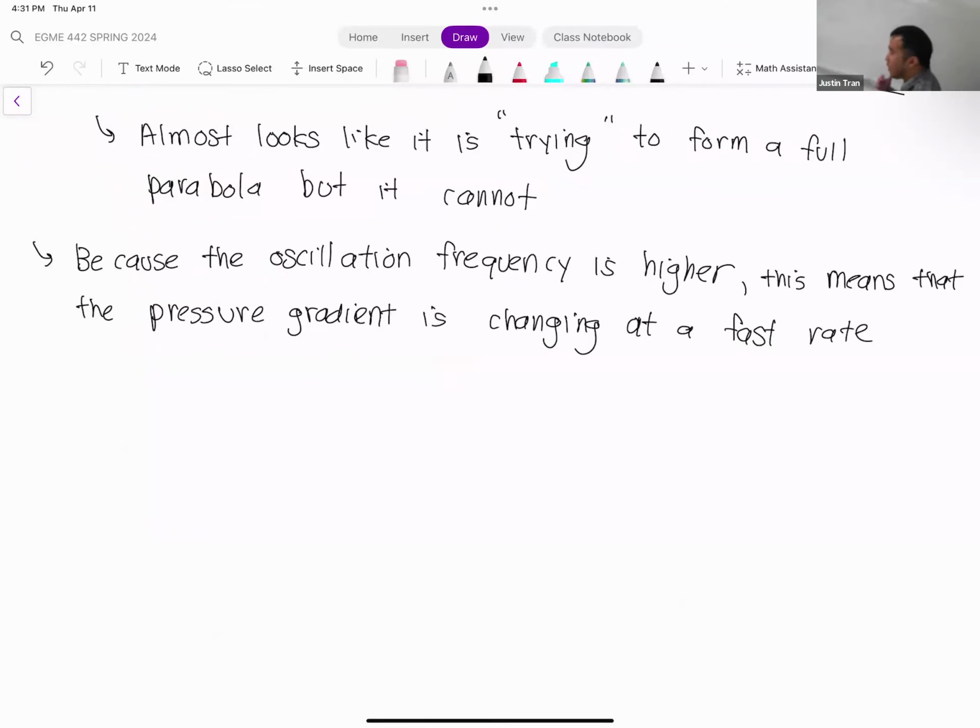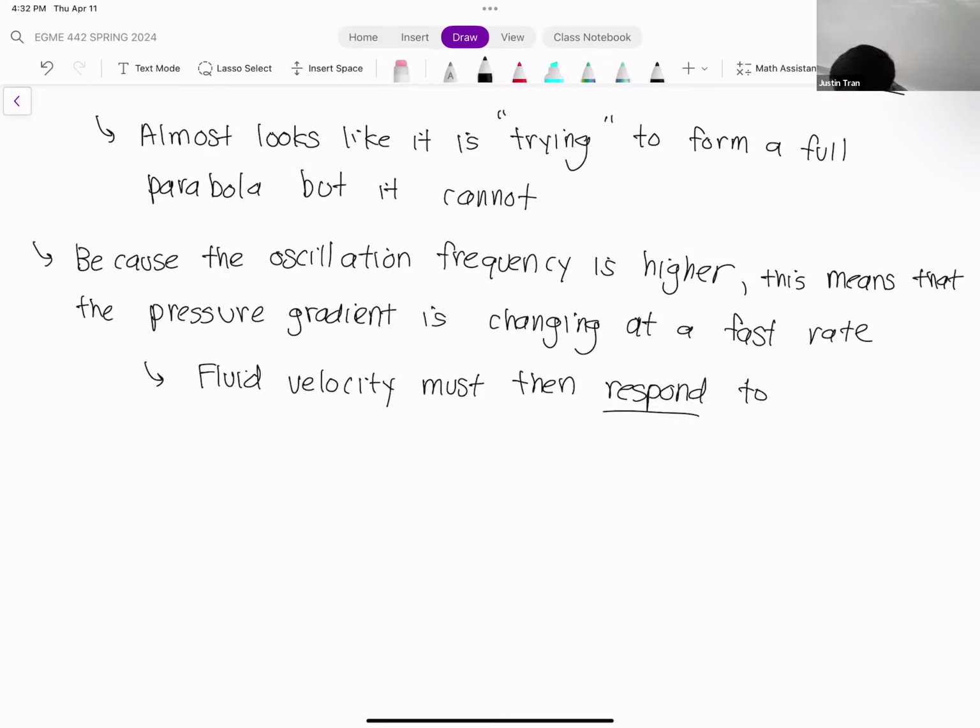Which makes sense, right? So if your heart rate is increasing, your heart is beating faster. That means the fluctuations in pressure are happening in your body much, much faster than before, right? Okay. And remember the relationship between pressure and velocity inside the cardiovascular system, right? So whenever the pressure changes, the velocity then has to respond to those changes in pressure. So it's not a one-to-one correlation, right?